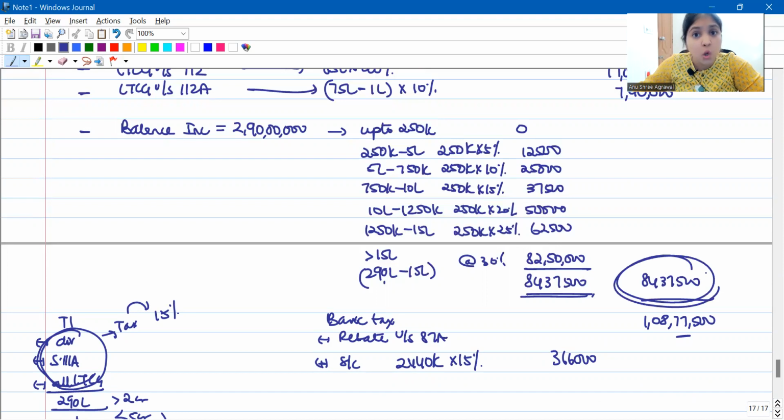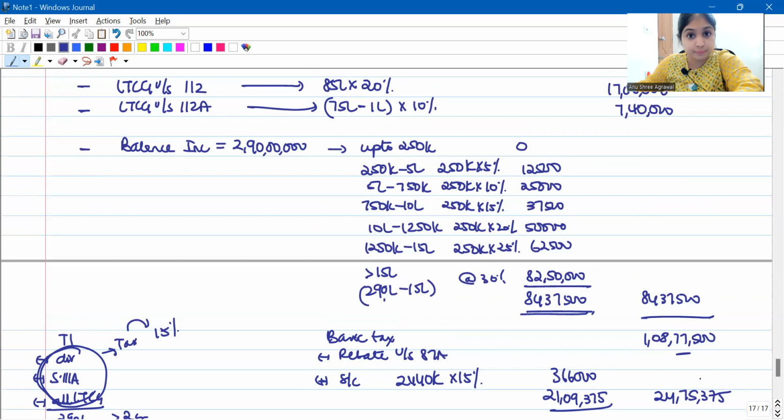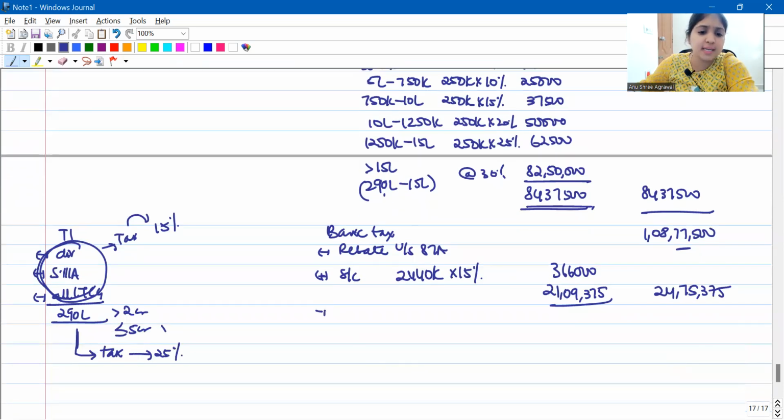But on the tax on other income, which is more than 2 crore up to 5 crores, you will have 25% surcharge, which is going to be 21 lakh 9,375. So total surcharge is going to be 24 lakh 75,375. You can calculate and see there will be no marginal relief over here.